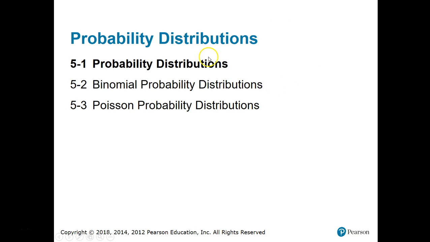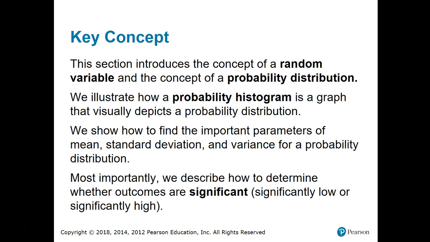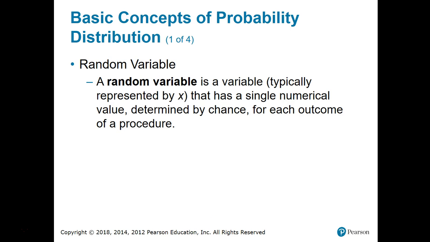All right, probability distributions. The binomial distribution. That one's fun too. Poisson. It's not poisonous, it's Poisson. We're going to look at what a random variable is, probability distribution, histogram. We already did one of those. And decide whether or not something is significant or not.